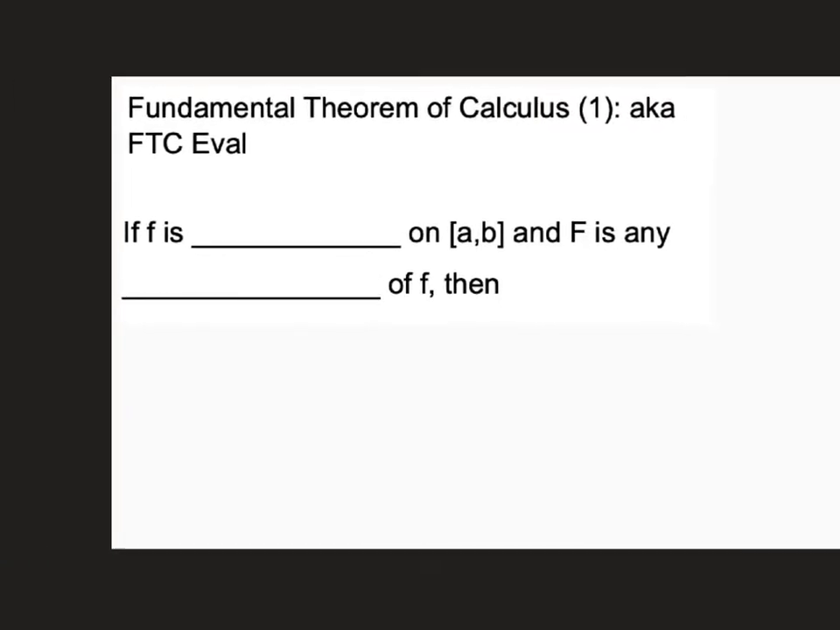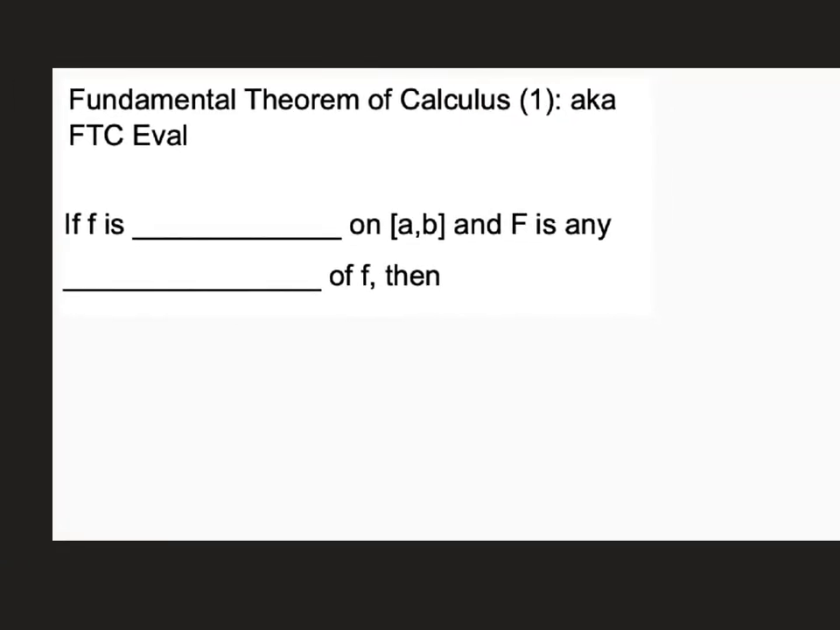So let's formalize this. The fundamental theorem of calculus has two parts. You can teach them in either order and talk about them in either order. We're going to talk about this one first. If little f is blank on AB and big F is any blank of f, well, big F has to be an antiderivative of f, right?